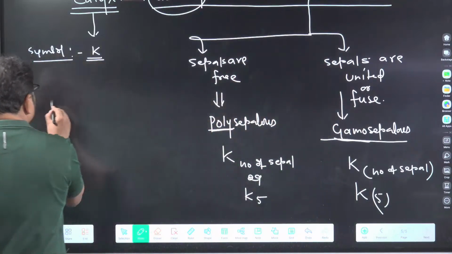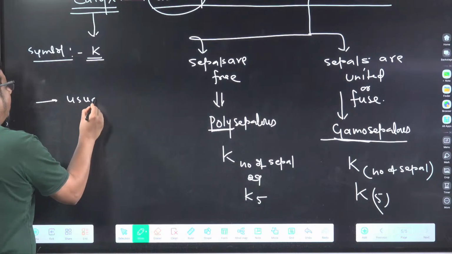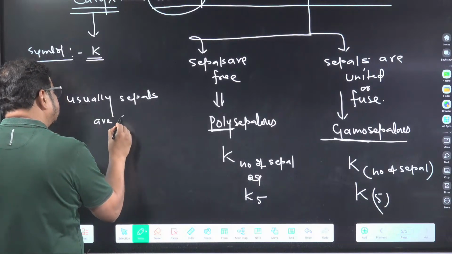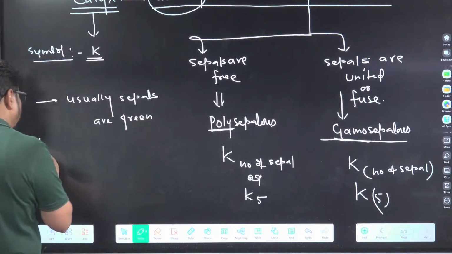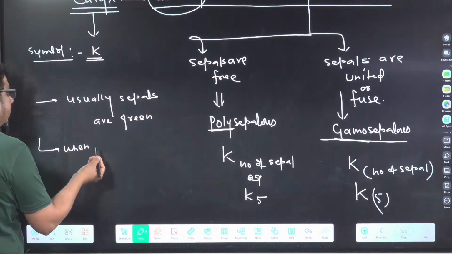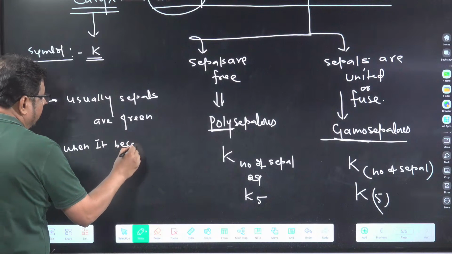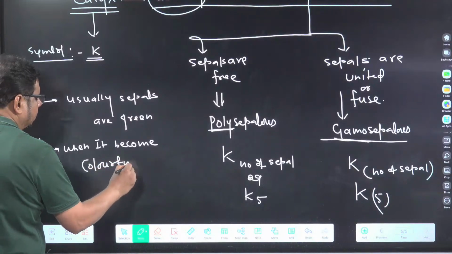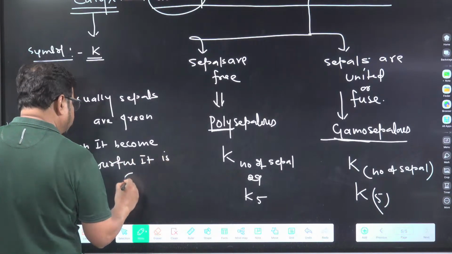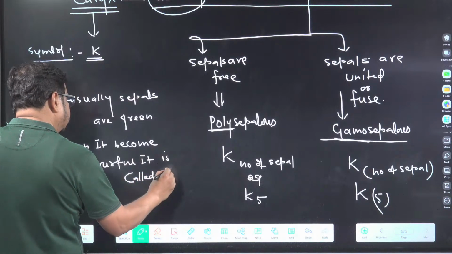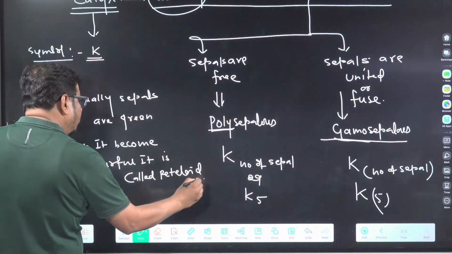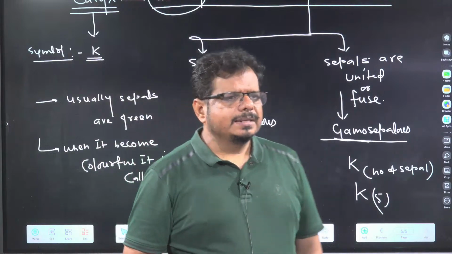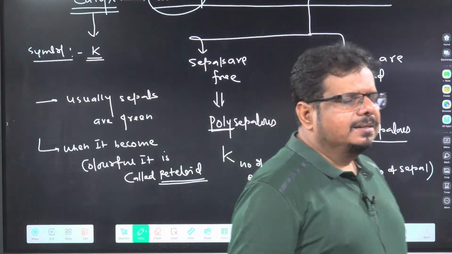Usually sepals are green. When it becomes colorful, it is called petaloid. Even though it is not in NCERT and no one asked, I am telling a term to you. Petaloid means it does the petal-like function, with petal-like color. So when a sepal takes the color of a petal, it is called petaloid.